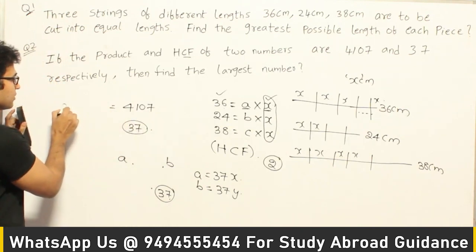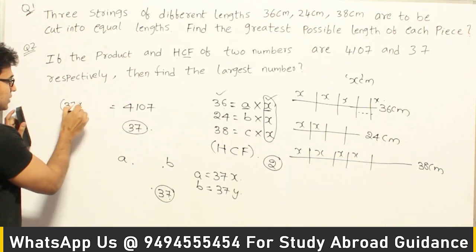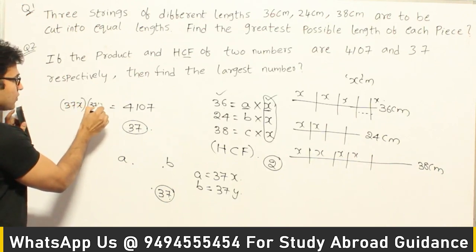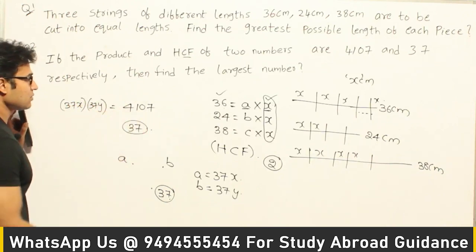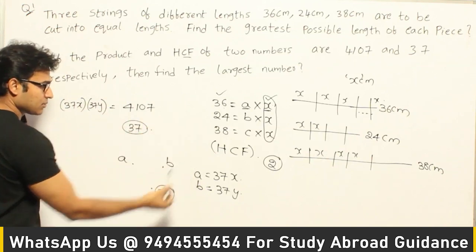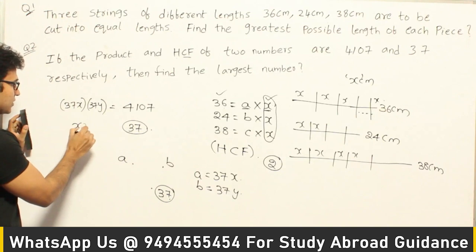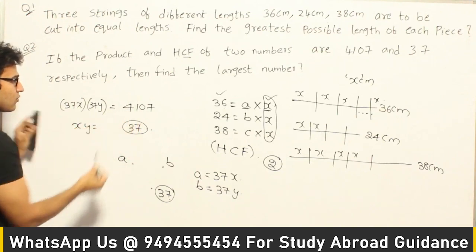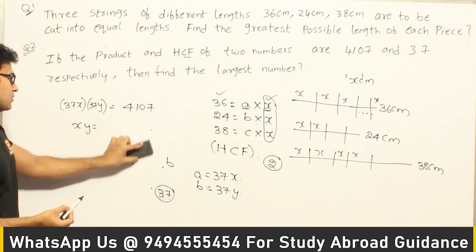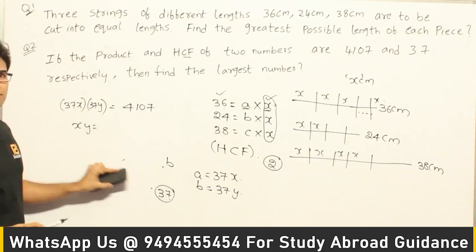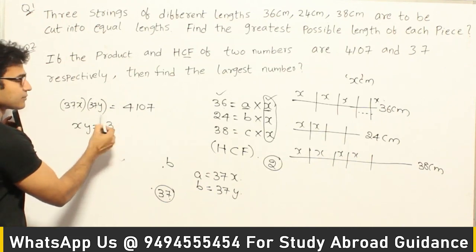So what can I write here? 37 into x into 37 into y equal to 4107. Why? Because the product of these two numbers is given. Now from this, if you try to find out x into y equal to 4107 divided by 37 square, you are going to get 3.